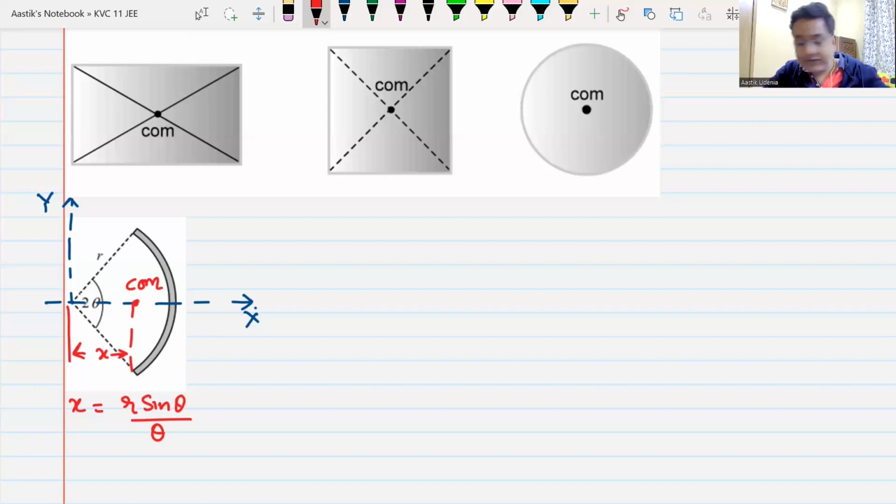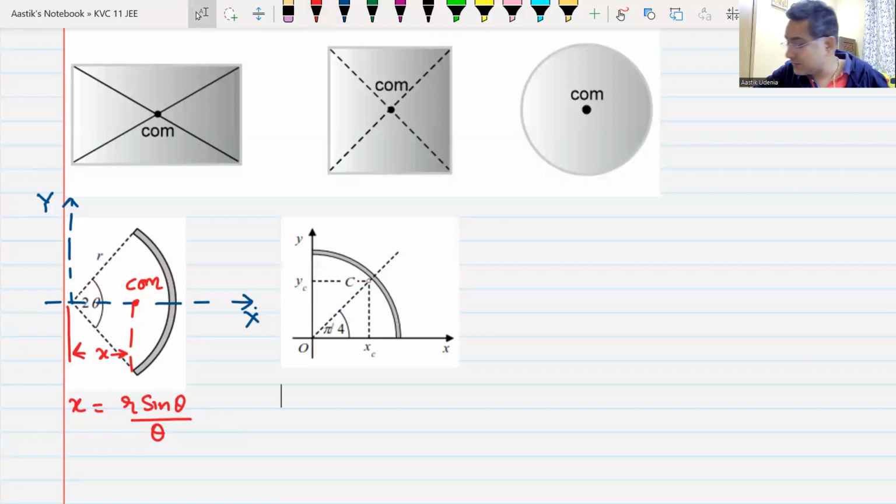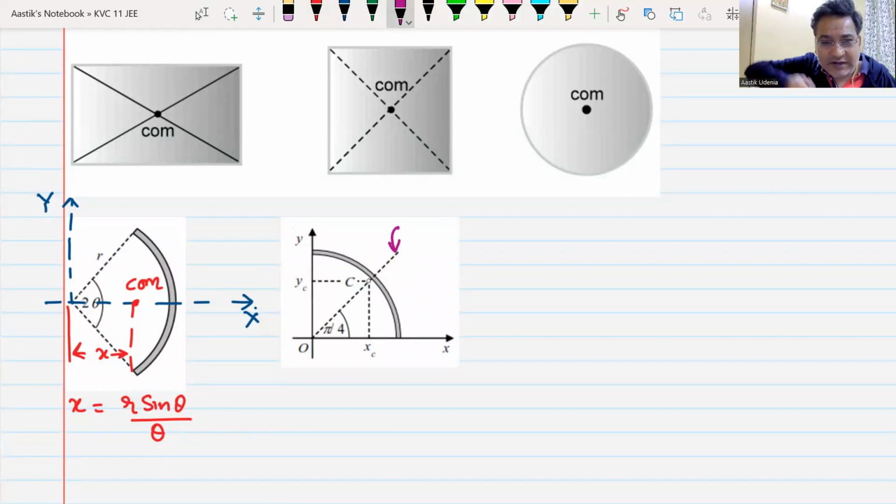if you have the same diagram but in this way, now see, this is again the same arc of the circle, but now it is put like this. Now, also remember, even in this case, the center of mass will lie on this axis, which is the axis of symmetry. Do we understand this? Yes or no? The central line. Do we understand this central line?